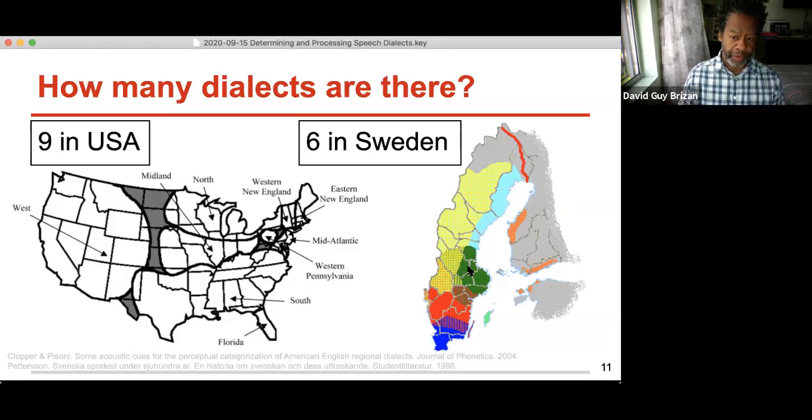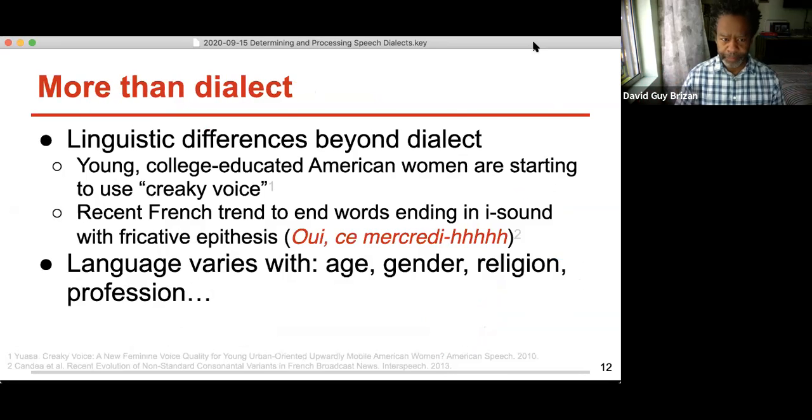In a country as small as Sweden with about 8 million people, there's 6 total dialects, including Swedish that's spoken in other parts of the world, like in Finland. So I found that kind of interesting, and it gives me a little bit of a scale about how big a dialect could be or how small it could be. I'm not sure I believe this though, and I'll explain why later on.